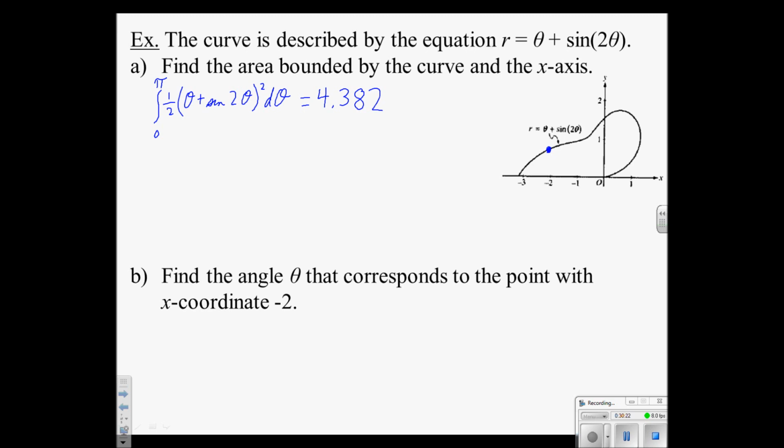To answer this question, we're going to have to remember basically parametric. We're going to have to remember that x equals r cosine theta. Well, r would be the equation, theta plus sine of 2 theta. So there's r cosine theta. And then, not that we're going to use it here, but maybe we will in a minute, y is equal to r times the sine of theta.